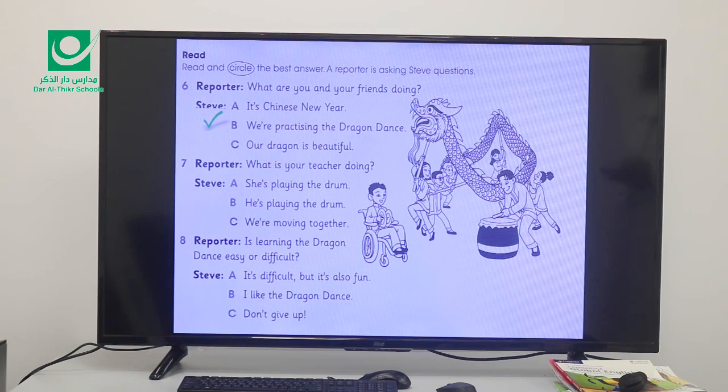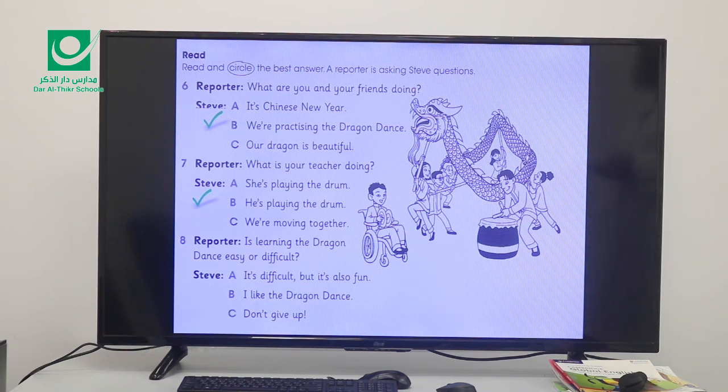7. Now, reporter, what is your teacher doing? Steve, she's playing the drum. He's playing the drum. We are moving together. We talked about the teacher many times, so I think you can decide easily that B is the correct one.